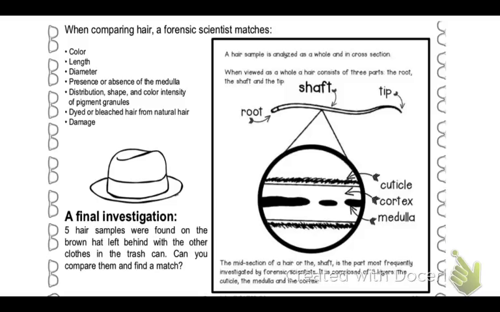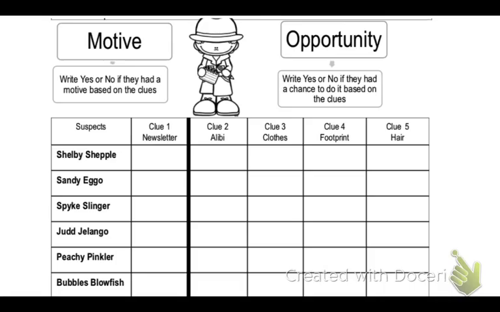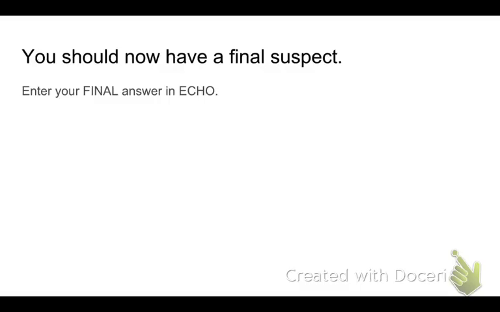5 hair samples were found on the brown hat left behind with the other clothes in the trash can. So what you're going to do is try to match these 5 fibers with one of these suspects. Pause, take some time, see if you can figure it out, and then fill in your chart. You are almost there with the last clue. Hopefully you already know who did it, because you're going to put your final answer in Echo.